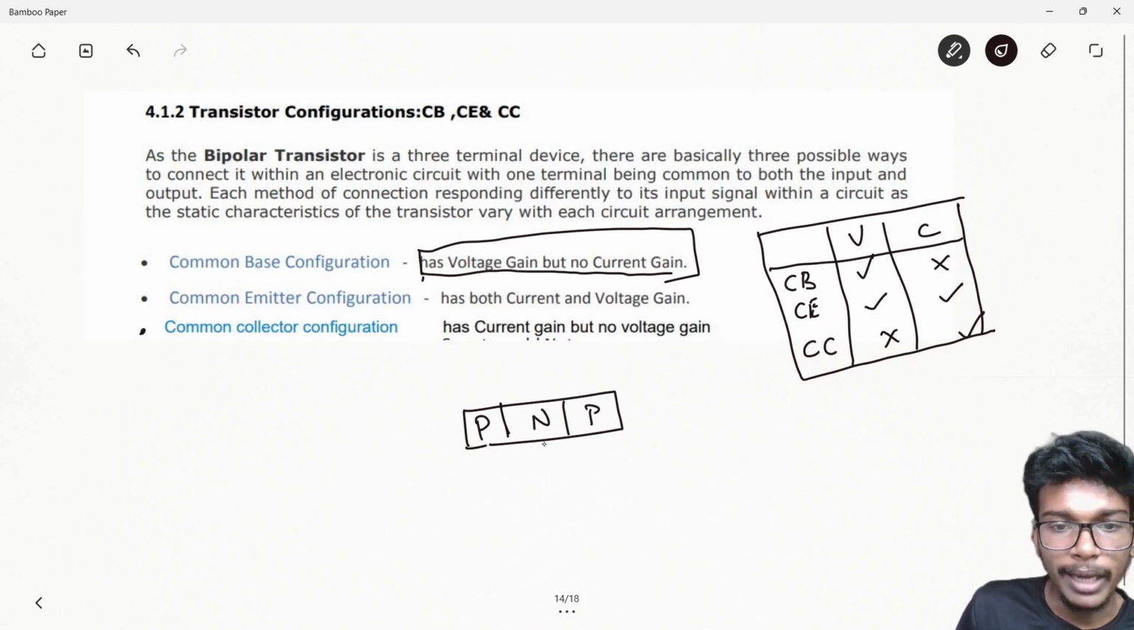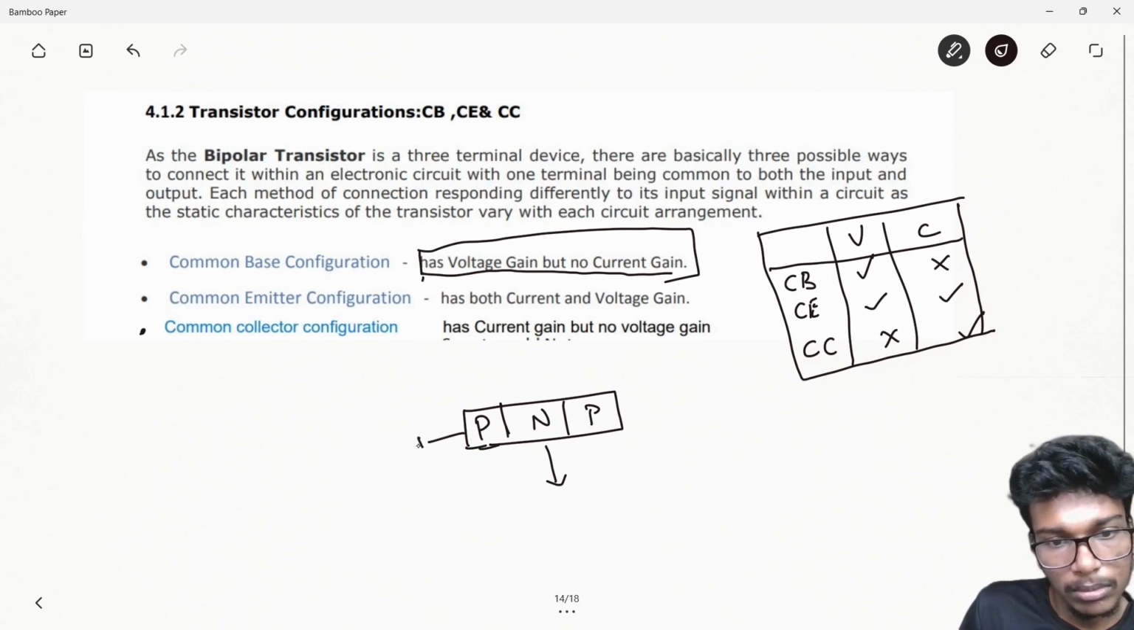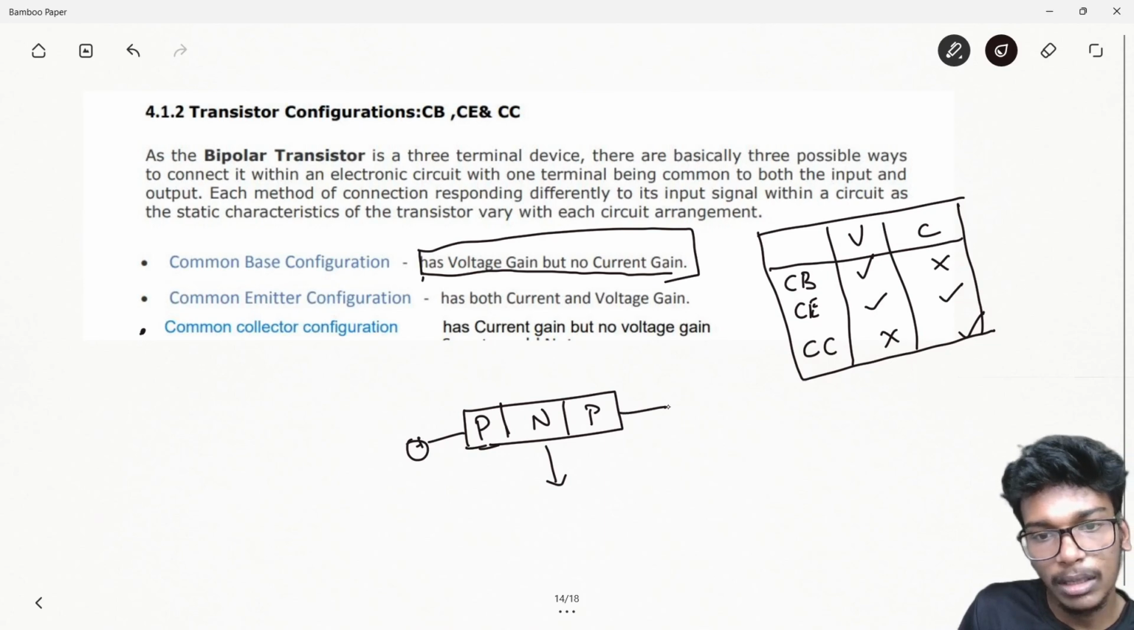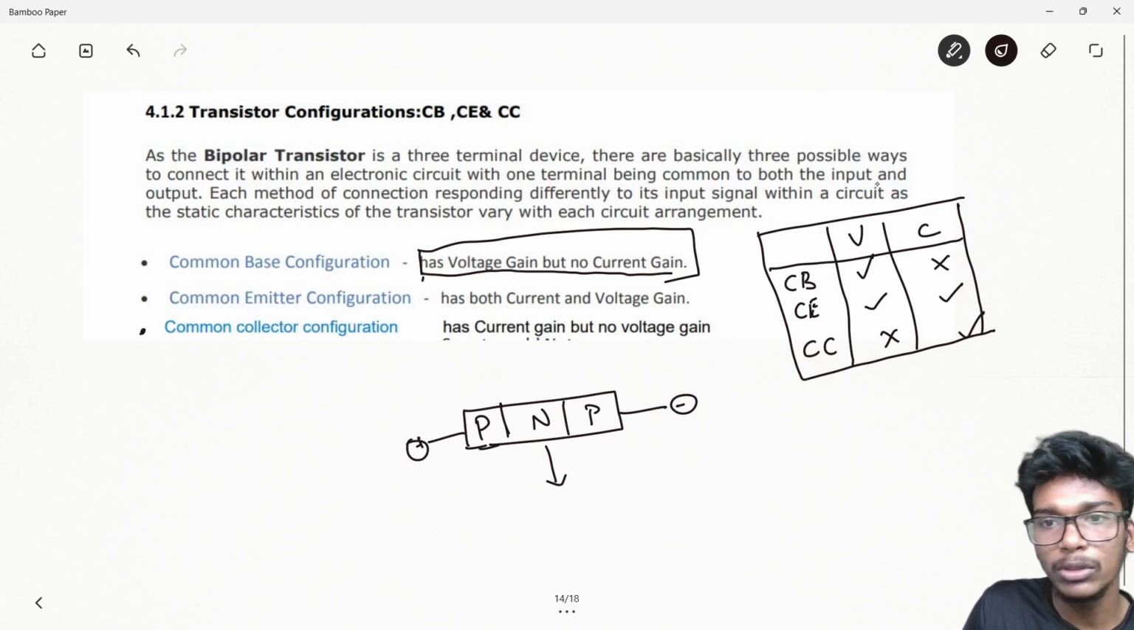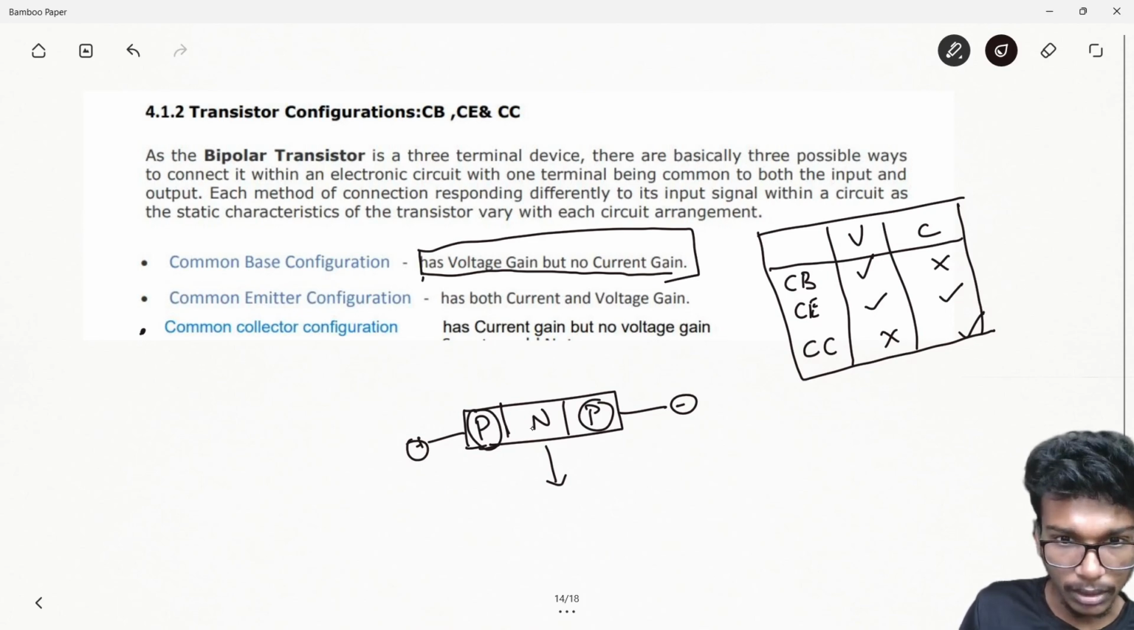One can be connected one way, and whether one of the P is connected to positive or negative, the other will be connected to the opposite side. That's what it mentions: with one terminal being common to both the input and output. See, this terminal is common for input and output, and this is the only one which is different.